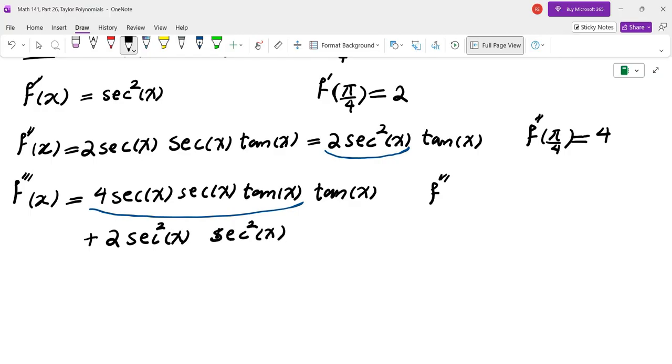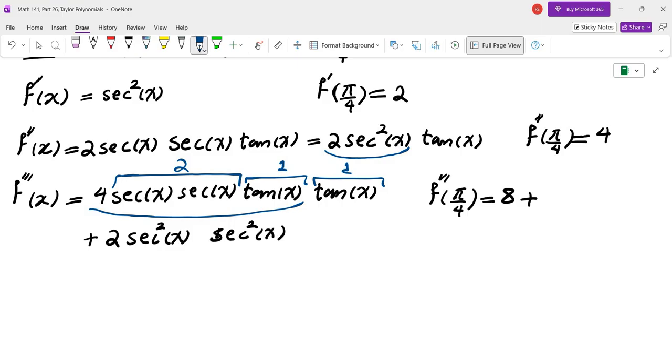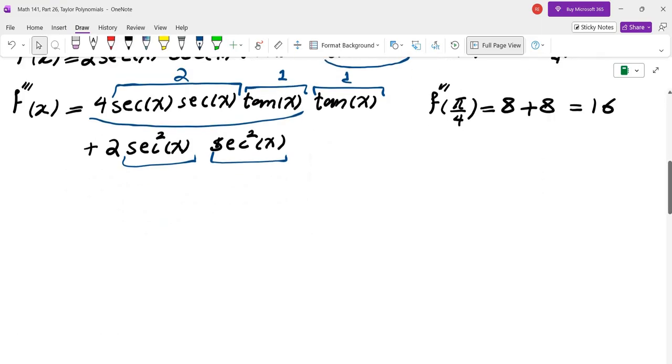Then I'll have to plug in the value of pi over 4. Here I would get 2 if I substitute pi over 4, because secant of pi over 4 is root 2. Square that, we get 2. This one is 1. This one is 1. So we get 4 times 2 times 1 times 1. So we get 8 plus this one is 2. This one is also 2 plus another 8. So this becomes 16. So that is the third derivative.